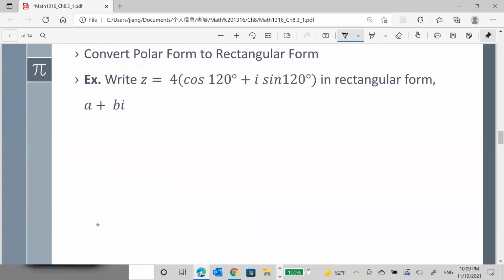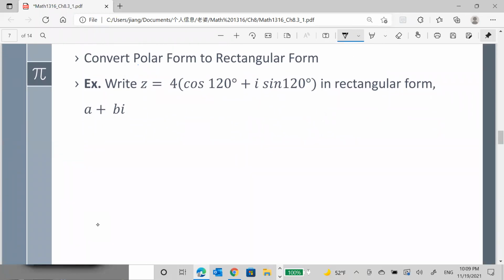Okay, let's see next one. Convert the polar form to rectangular form. Rectangular form, that's z equals a plus bi. So convert it to this one. This one is easier because I can plug in the actual value for the theta and then convert to a and b.